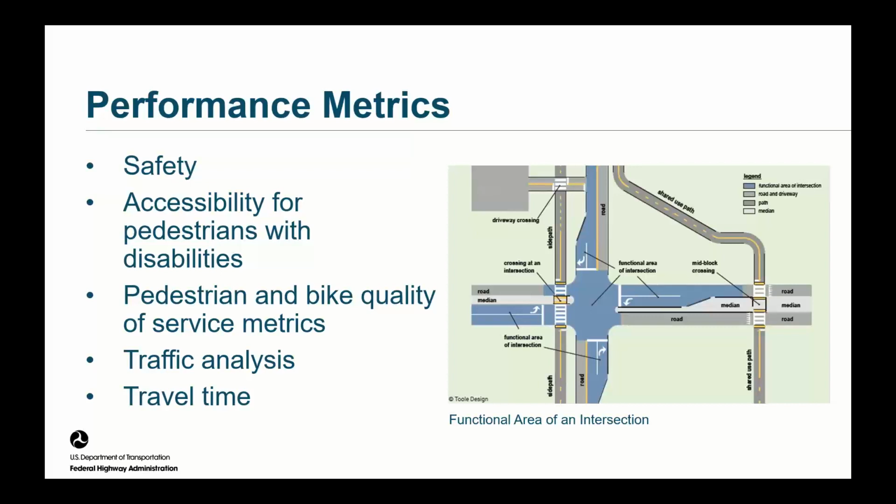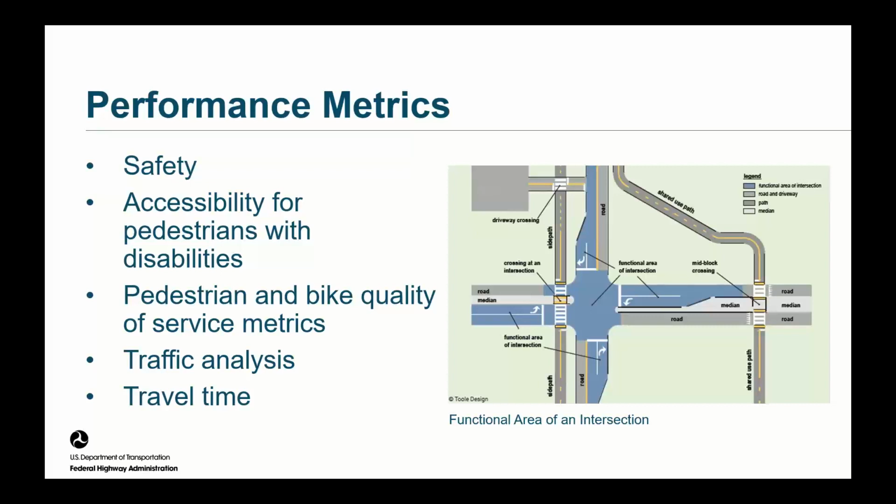There are other things to be considered, pedestrian and bike quality of service metrics. Some of those could be level of traffic stress, bicycle level of service, pedestrian level of service, multimodal level of service. I think it's really important, no matter what metric you're using, that you understand the strengths as well as the limitations that are involved in each one.